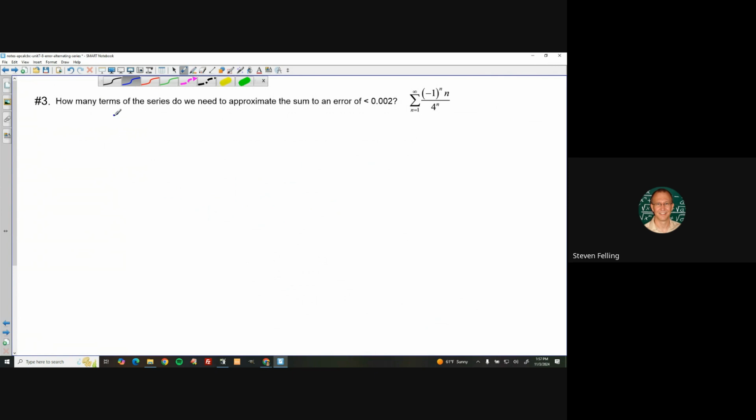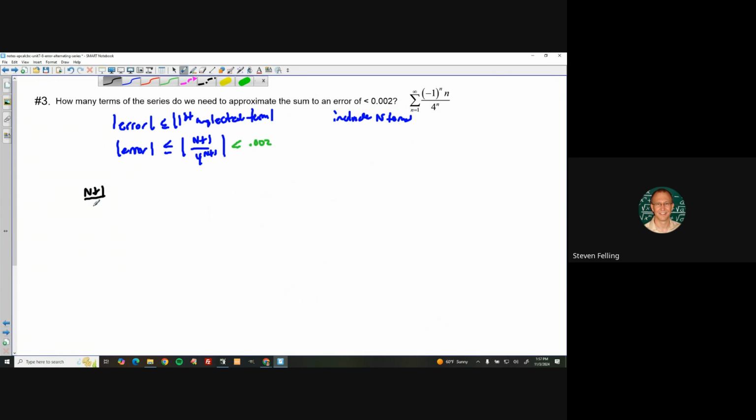We could start by saying we know that the absolute value of the error is less than or equal to the first neglected term, which is, if I'm going to include n terms, then this is going to be the n plus 1 term. So that's going to be n plus 1 over 4 to the n plus 1. And then that has to be less than 0.002. All right, so it would be nice if I could solve this by saying n plus 1 over 4 to the n plus 1 is less than 0.002.